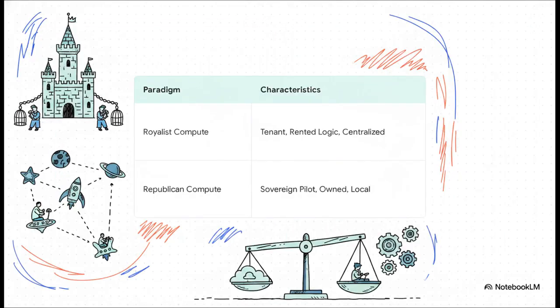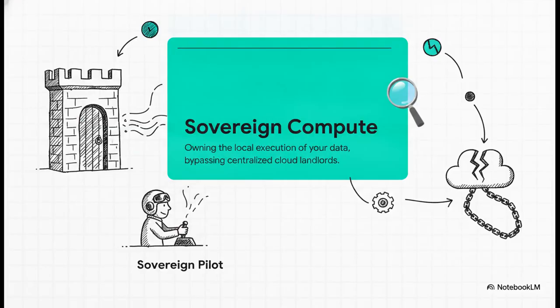You can really frame this as a battle for the internet's very soul. On one side, you have what's called royalist compute, that centralized cloud empire where you are just a digital tenant renting your logic. And on the flip side, we have Republican compute, a decentralized network of hubs and nodes where you get to be the sovereign pilot of your own machine. And that is the very essence of sovereign compute. It's all about reclaiming your agentic sovereignty. It means you own the local execution of your data, completely bypassing those centralized cloud landlords entirely. It means finally graduating from being a mere tenant to being a true sovereign pilot, making sure that your digital legacy, your data, and your creative output are as untouchable as your physical front door.